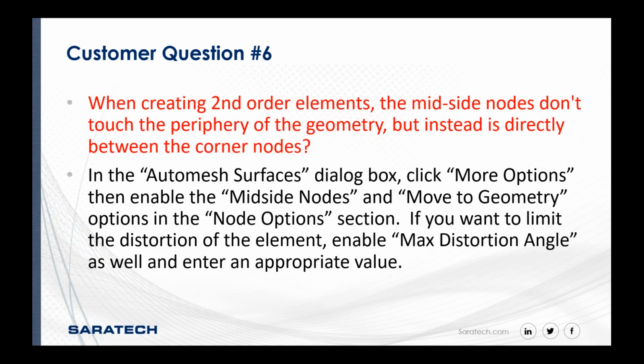Now, that's not always the best idea, because that can give you some pretty warped elements, kind of out of plane, and at some point they're really not working quite as well when they're distorted like that. So if you want to limit the distortion of the element, you can. There's another option you can enable called max distortion angle, and then you enter an appropriate value. I believe the default value is 10. So if it's going to cause the element to become more than 10 degrees out of plane, it's not going to do it. But again, you can change that to whatever you want, especially if you really need those nodes to be on that surface geometry.